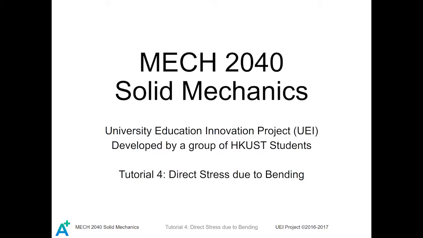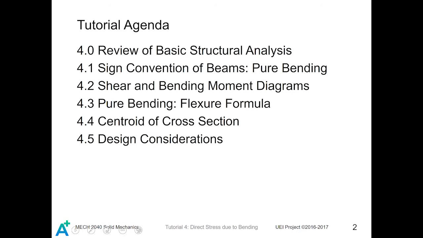This is the fourth tutorial, so it will cover the content in week 4 and week 5. First, we will do some review of basic structural analysis, which is taught in Mechan 2020 Statics and Dynamics. Besides, we talk about sign convention of beams under the pure bending, as well as the technique of how to draw the shear and bending moment diagrams.